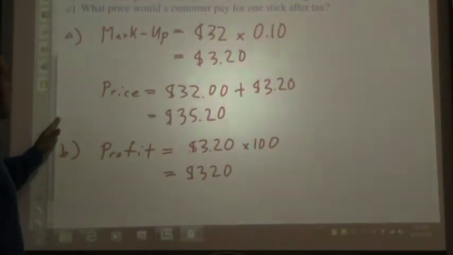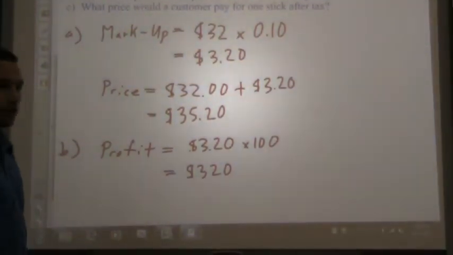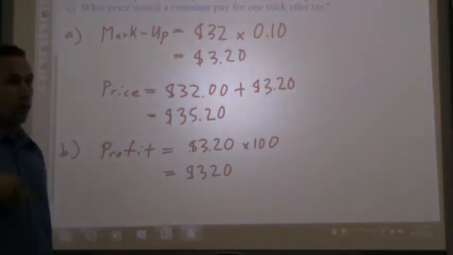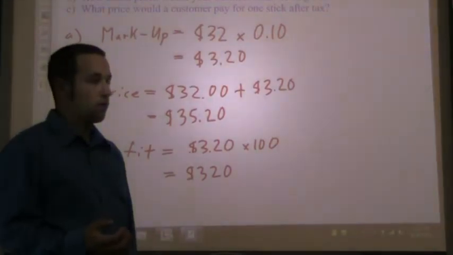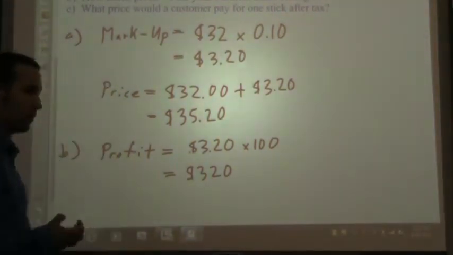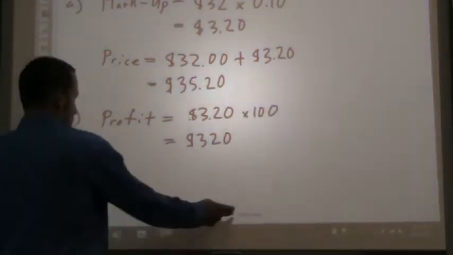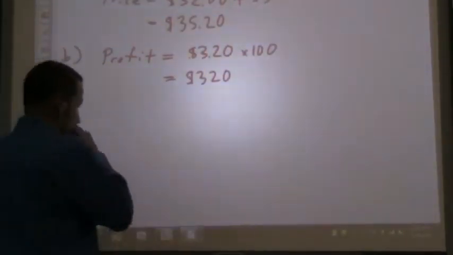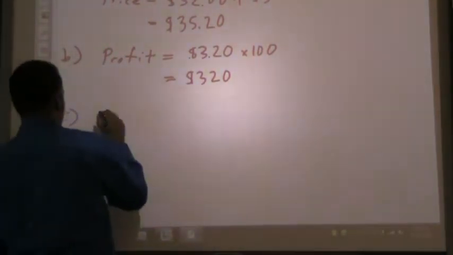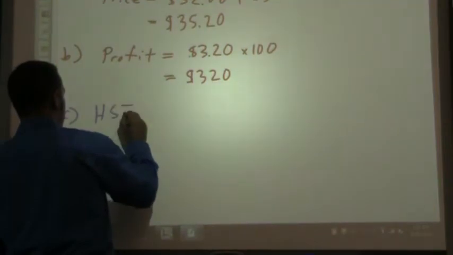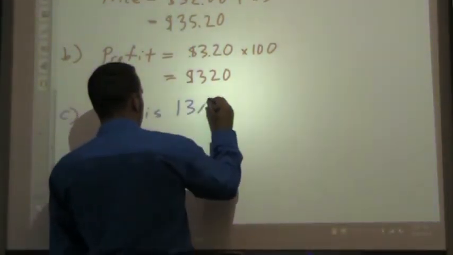Part C says, what price would a customer pay for one stick after tax? Now, of course, this would vary province to province with different tax rates, but for our particular province, we have a harmonized sales tax of 13%. So again, we're thinking about percentages and decimals. So for this one, I have a harmonized sales tax is 13%.